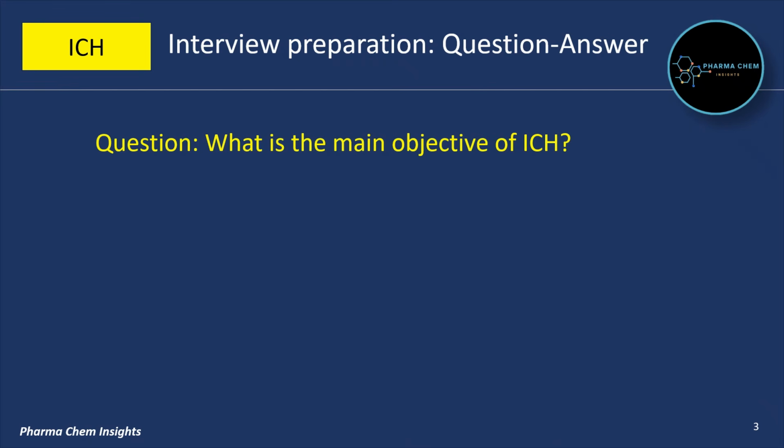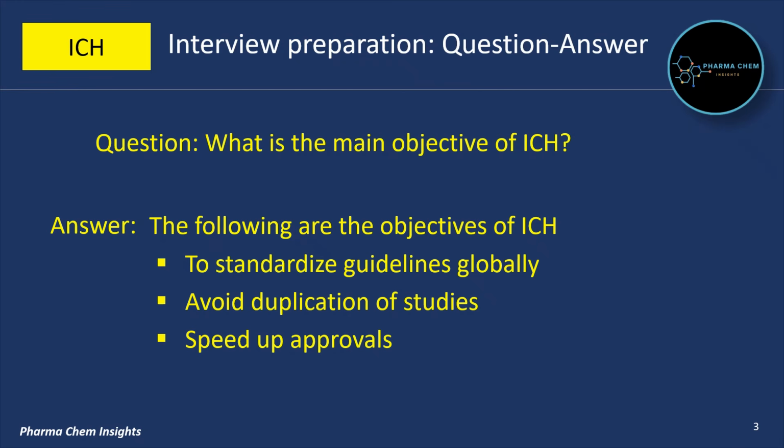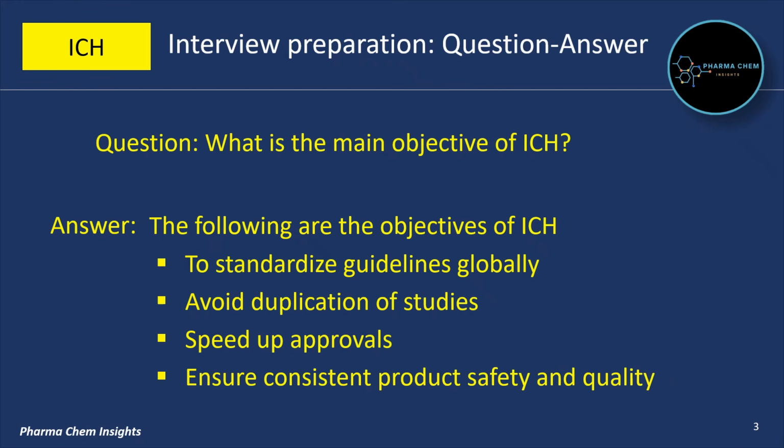Next question, what is the main objective of ICH? The following are the objectives of ICH. First, to standardize guidelines globally. Second, to avoid duplication of studies. Third, to speed up approvals. Fourth, to ensure consistent product safety and quality.